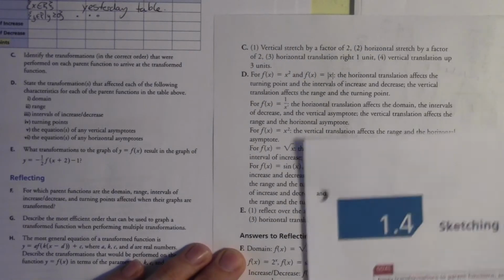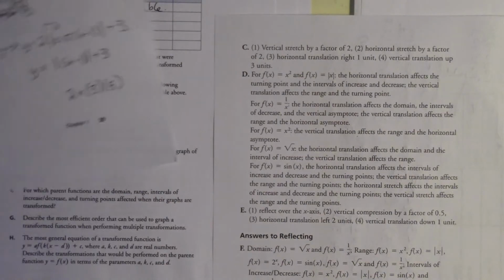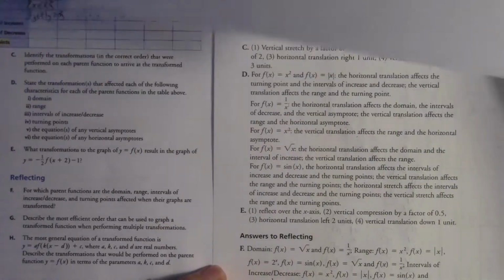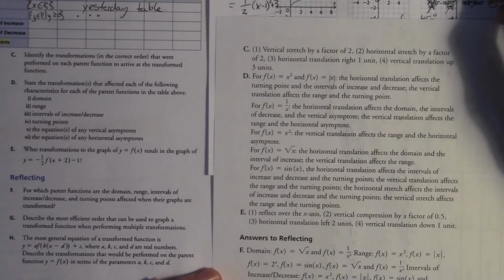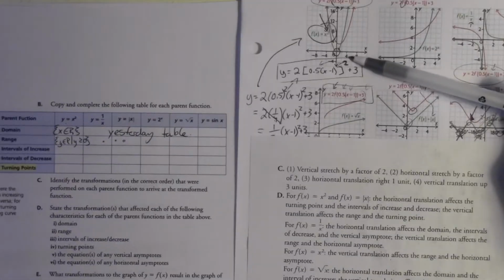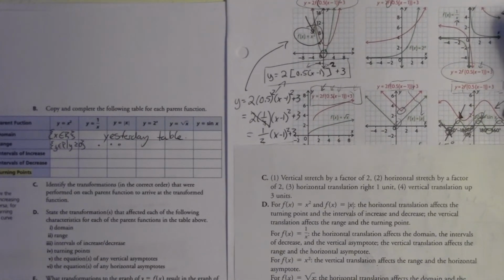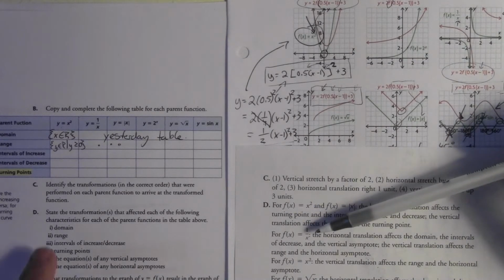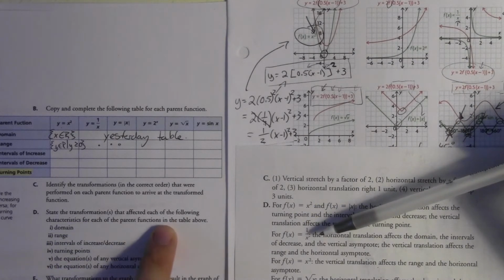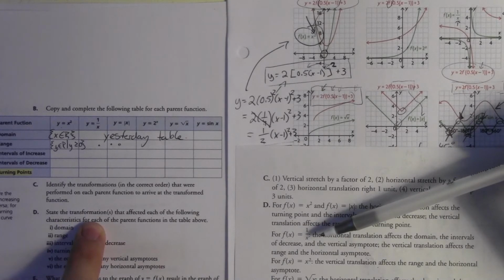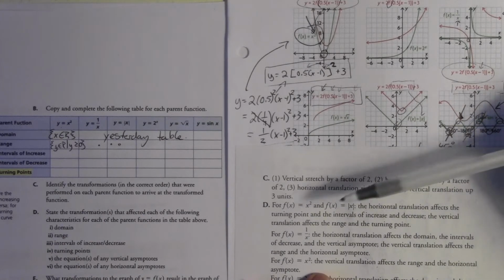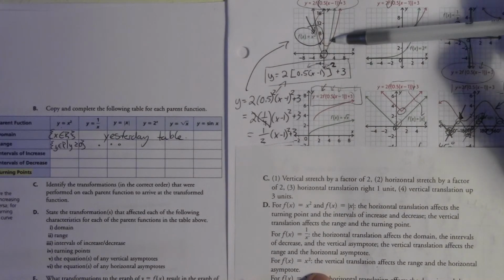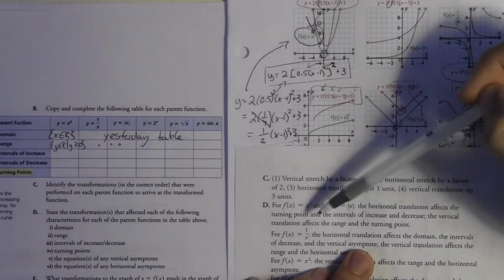So we're looking now at this graph and this graph. Okay, that looks like it works. So it's saying what transformation, like what effects did the transformation have on domain? So we're saying that the horizontal transformation for this graph and this graph affected the turning point.